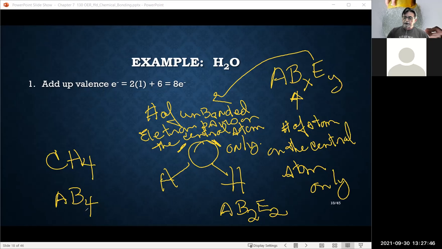But the point is that you have to identify, once you come up with the structure, if that central atom has any lone pairs, because that affects the geometry quite a bit. Okay. So let me rehash. B and E only pertain to the central atom, which is A.